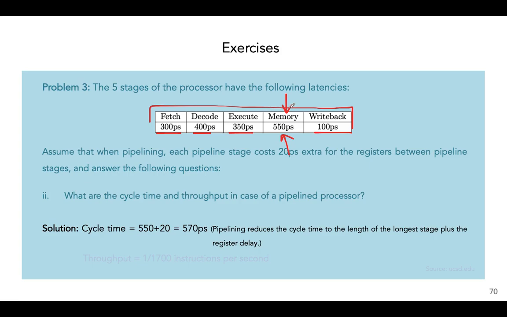So if instruction X, suppose, is being executed in stage 4, then all the instructions A, B, C, D, E, F, in whatever stage they are being executed, will definitely finish their execution before instruction X does, because all the stages take less time than stage 4. So when pipelining is involved, your cycle time will depend on the largest latency of all the stages given to you, and this is the largest one, so 550.